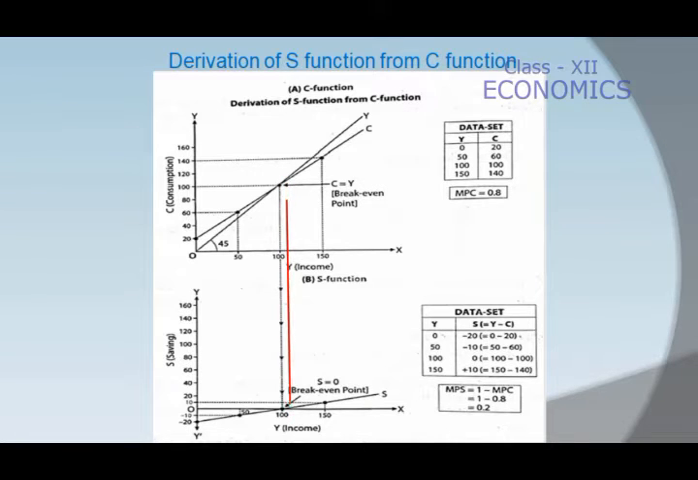Thus the slope of the S line is equal to 1 minus the slope of the C line. While the slope of the C line is equal to 0.8, that of the S line is equal to 1 minus 0.8, which gives a value of 0.2. Here MPS is equal to 1 minus MPC, that is, the marginal propensity to save is derived by subtracting the value of marginal propensity to consume from 1.